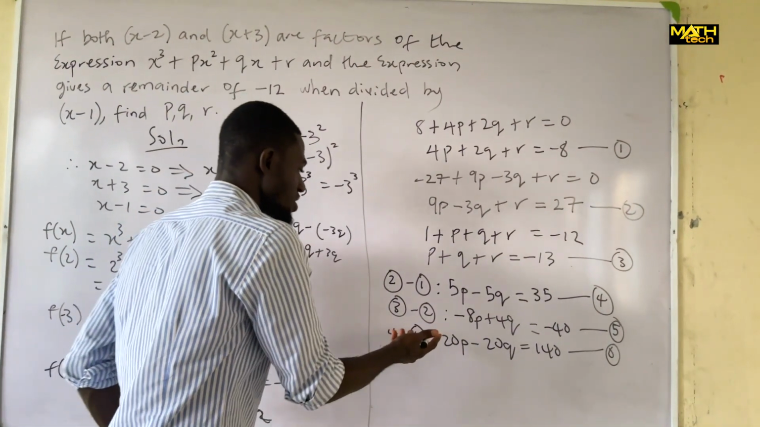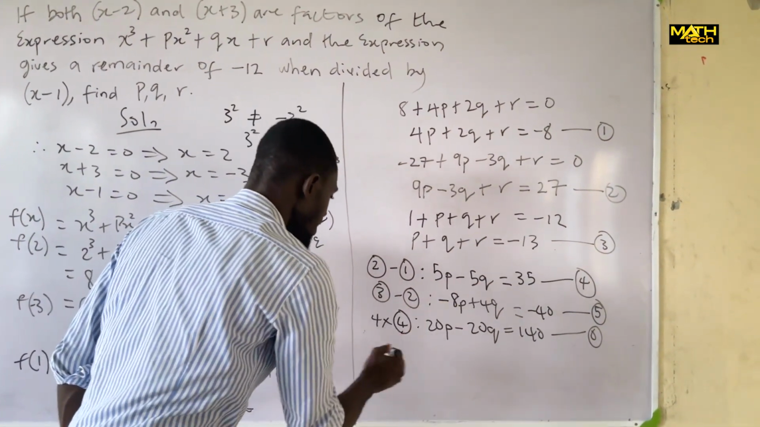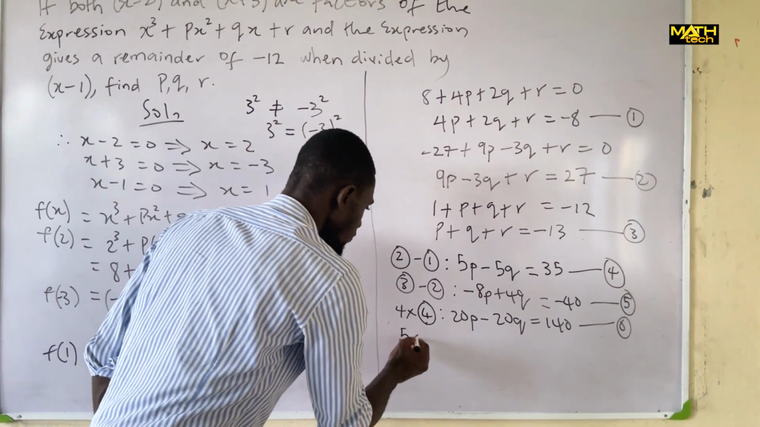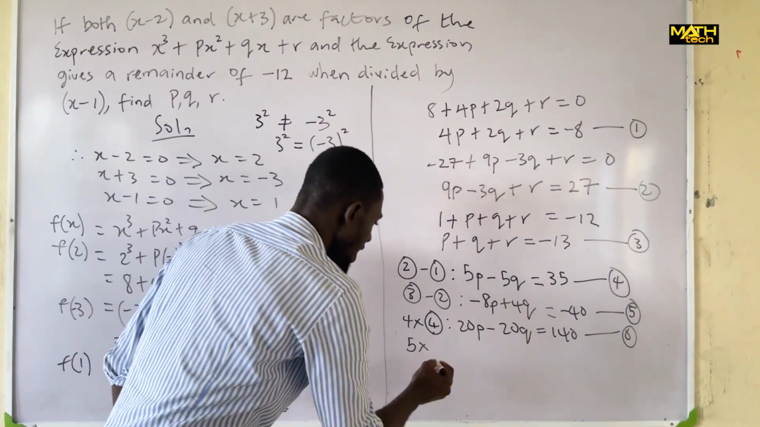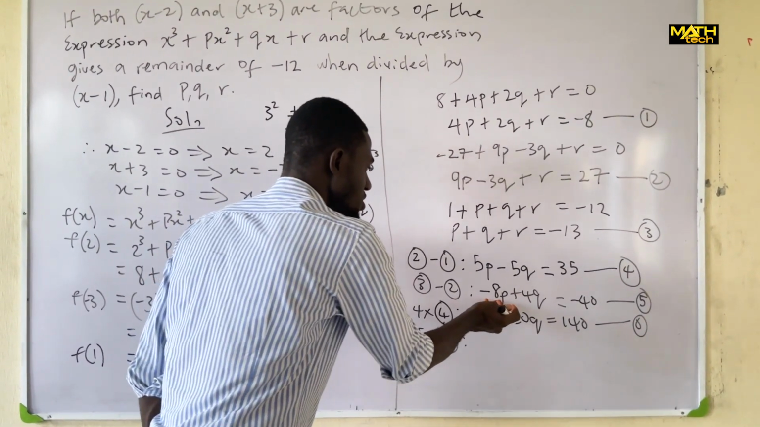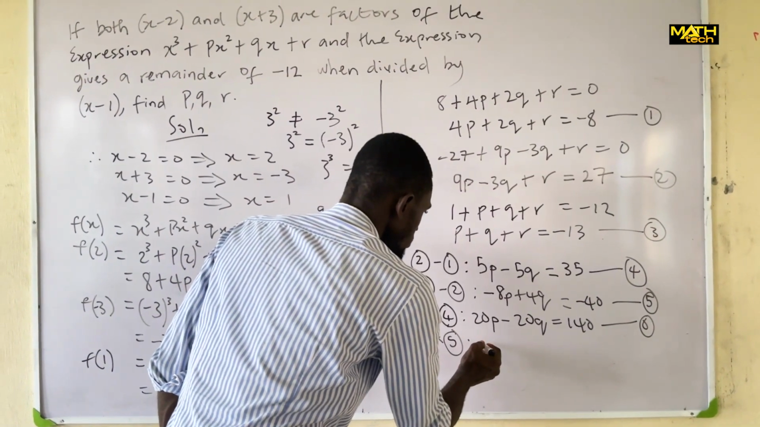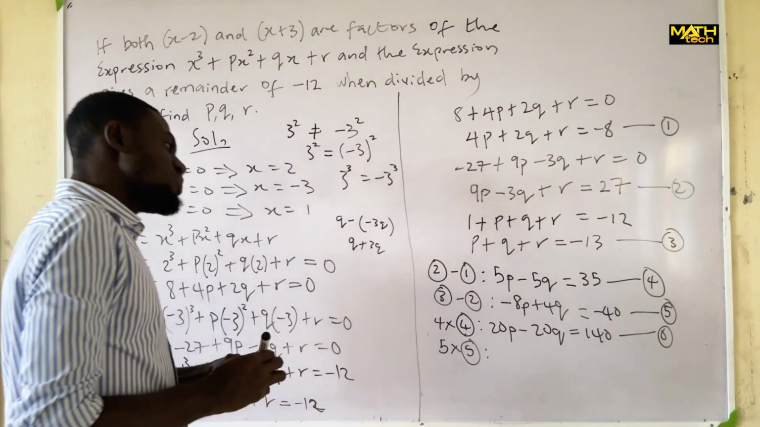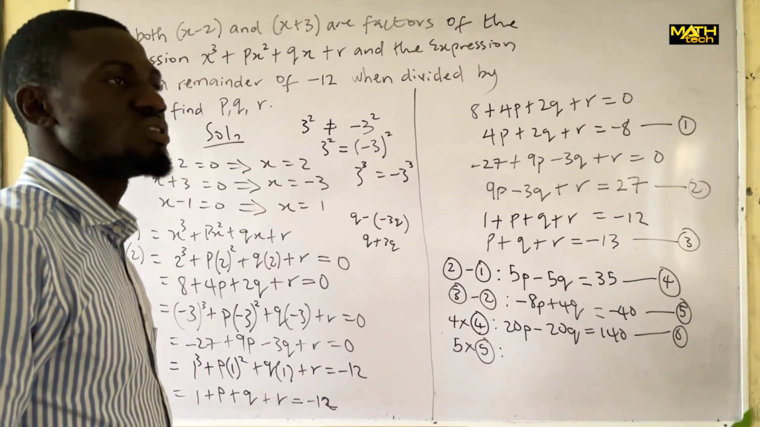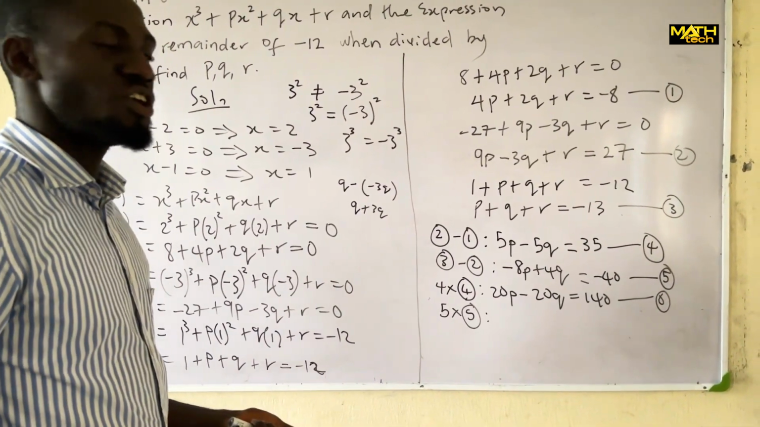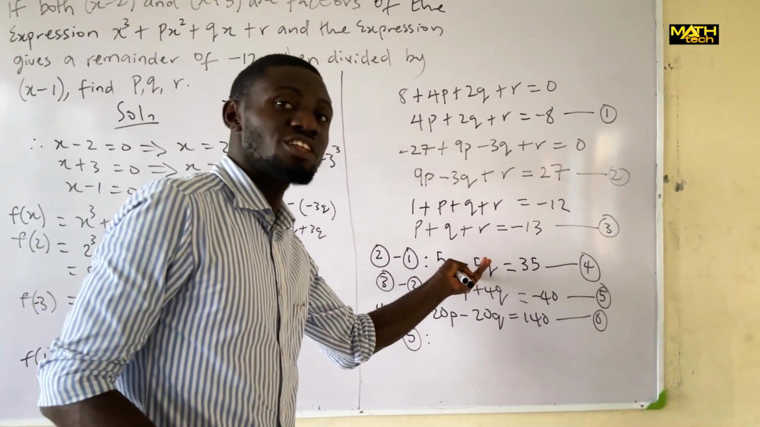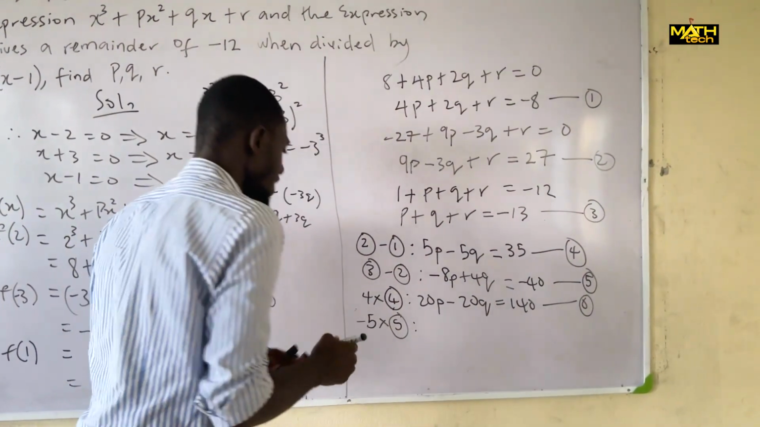Now we can do the same thing and say 5 times equation 5. 5 times 8 will give us what? Should I use 5 or should I use minus 5? Any of these values I use gives us the same result. But let me use minus 5 since I'm making use of the coefficient of q. So I'll say minus 5.